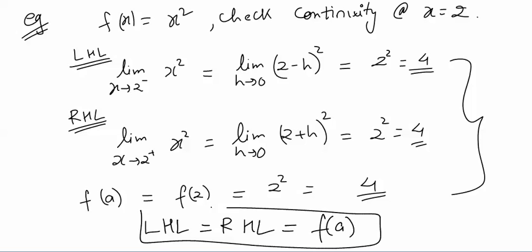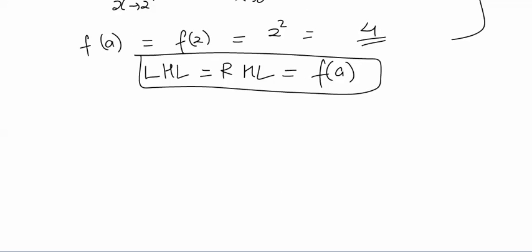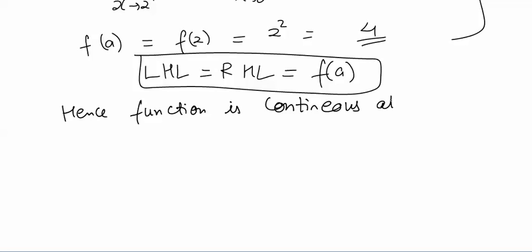Then you can definitely say that, hence you can say the function is continuous at x equals to 2. If any of the values would have not been equal, then we cannot say that it is continuous, right?